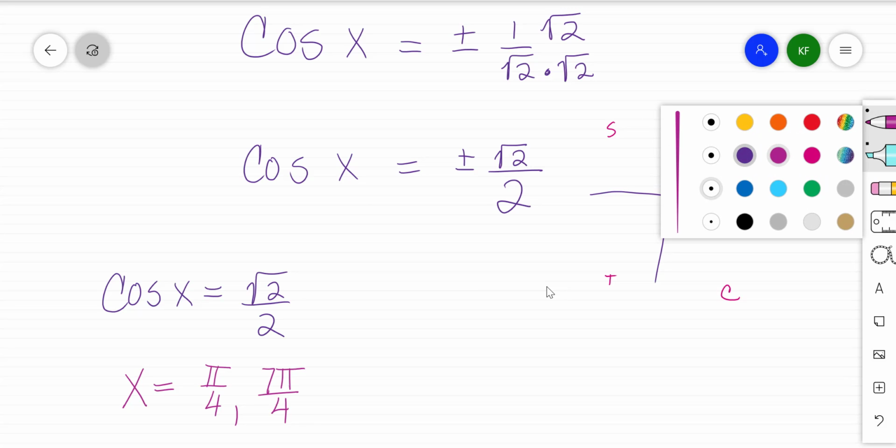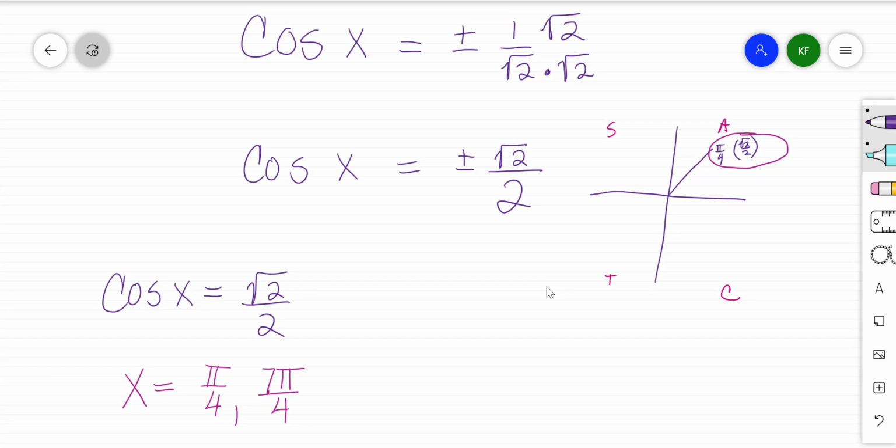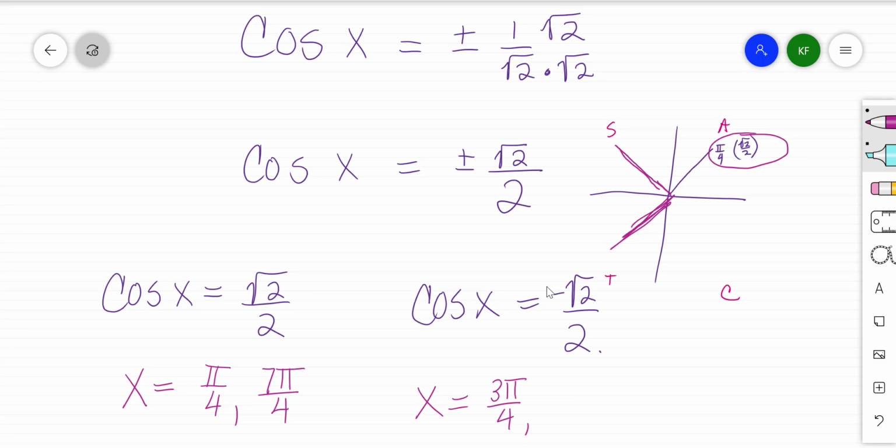And then the next one we're doing is we're looking at cosine of x that's negative square root of 2 over 2. And so the answers for this one, because we want the negative, cosine's negative in the second and the third. So we're going 3 pi over 4 and then 5 pi over 4.